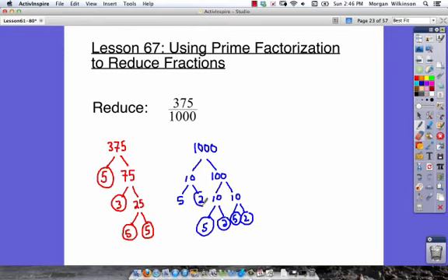why we do it. The reason that we do this is because we can now set this up as a fraction. So 375 is 3 times 5 times 5 times 5. And 1000? 1000 is 2 times 2 times 2 times 5 times 5 times 5.